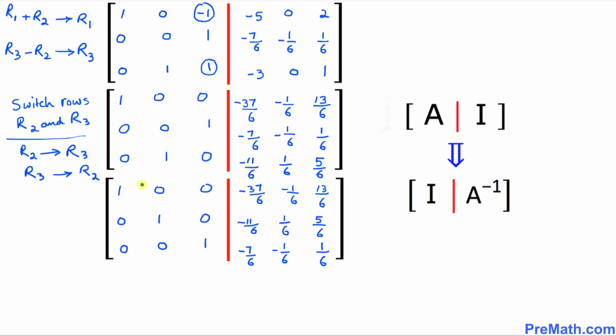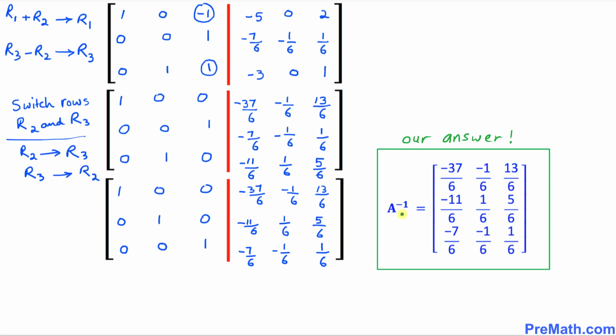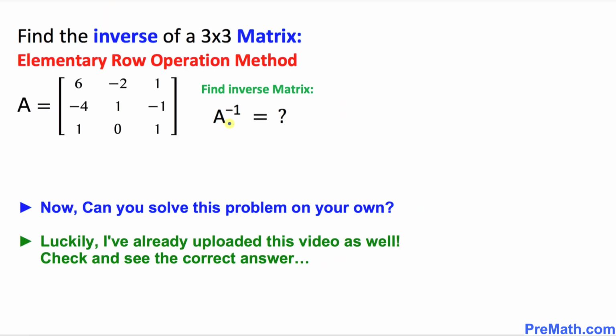So thus our left-hand side matrix has been transformed into the identity matrix. Then according to the given rule, this right-hand side matrix has become the inverse matrix A power negative 1. Thus A power negative 1 has become our inverse matrix, and this is right up here, and that is our answer.